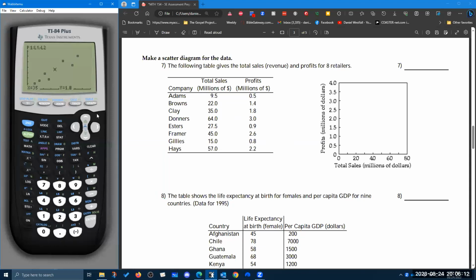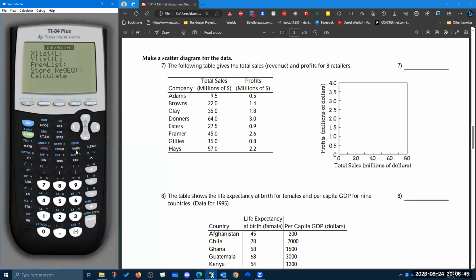But I'm more interested now in the trend line, even though that's not part of my instructions. So I'm going to second quit, stat, calculate, and I want linear regression ax plus b. My X is coming from L1, my Y from L2. I do not have a frequency list. If you have the option to store your regression equation, that's great. I'll show you how to do that. If not, I'll show you how to pull it up from an older calculator.